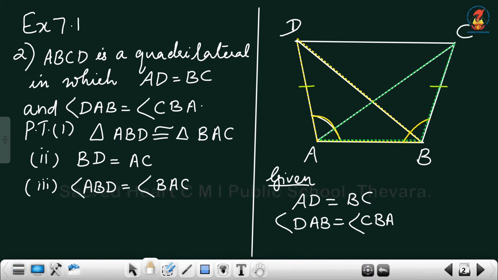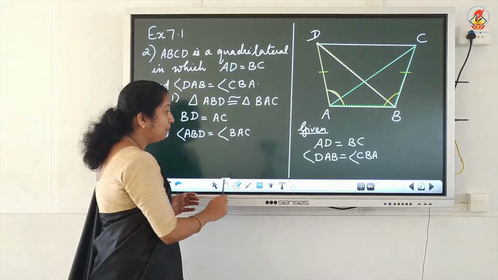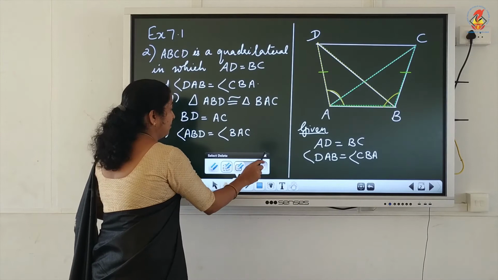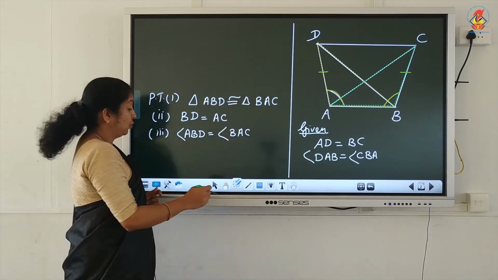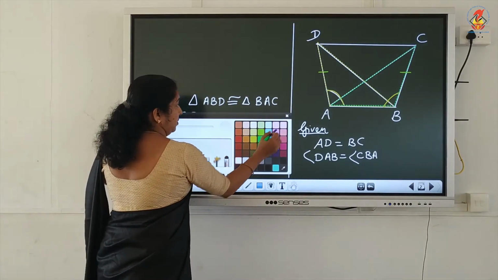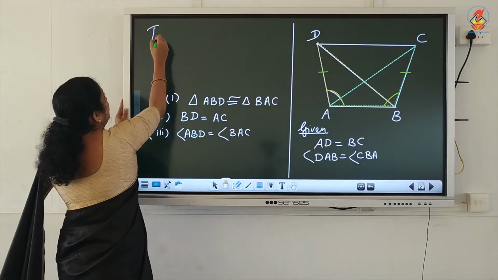For this, first you have to write what is given. Given AD is equal to BC and angle DAB is equal to angle CBA. Next, what you have to write is to prove.